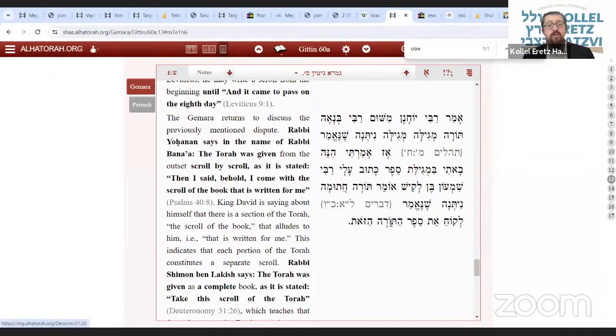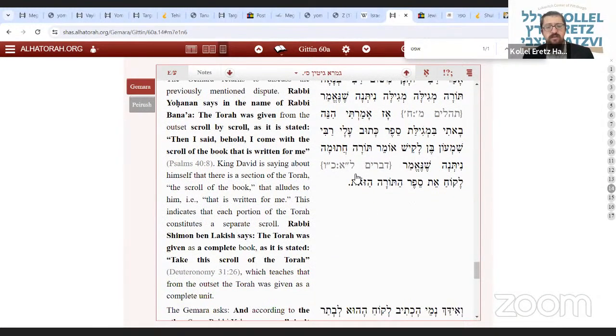Hashem told Moshe Rabbeinu in Parshas Hazinu, over Zeis HaBracha, it says, "Lakoyach HaSefer Torah Azos," take this Torah, meaning the entire Torah as one. So we see there's support to say that every book is separate, or the entire Torah is one long book.